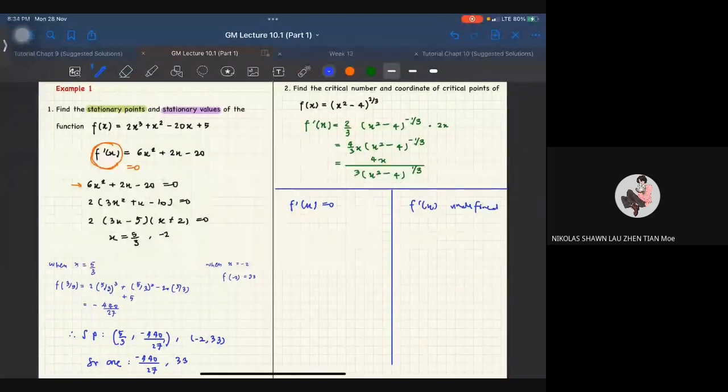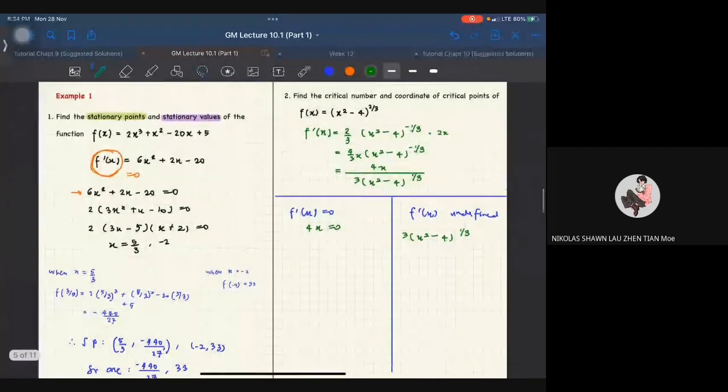Okay, so saya akan ambil bahagian atas. So bahagian atas kita ada 4x is equals to 0. Right, and then bahagian bawah yang ini, saya just copy and then I put it here. Okay, so untuk menjadikan dia undefined sama juga. Bahagian bawah mesti sama dengan kosong.